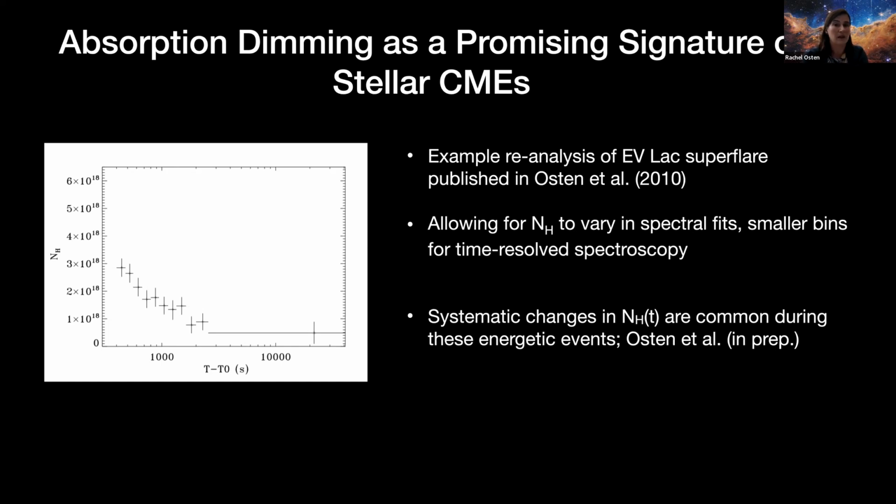And this is work in progress to assemble the data and then to figure out what it means. Is it telling us that we're seeing absorption dimming as a fairly common occurrence when these very energetic flare events happen? Is it indicative of something else? That's still TBD, but it's certainly very interesting.